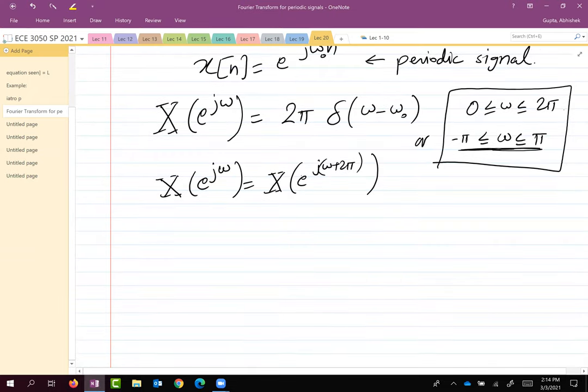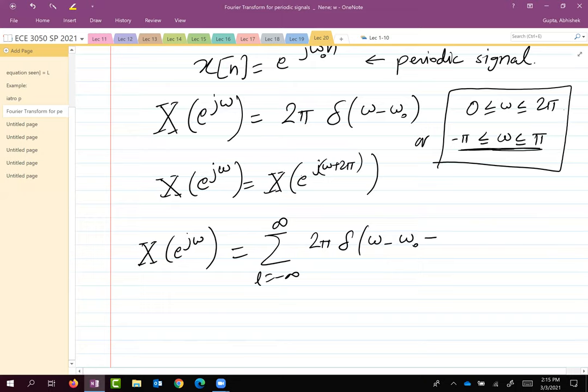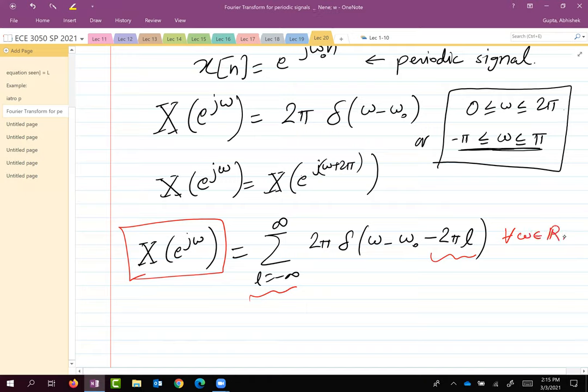Now, if you want to specify X(e raised to j omega) over the entire real line, then you have to write it as the following summation. This is just some mathematical jugglery. It's not important for concepts. So by adding negative 2 pi L and taking the summation, L goes from minus infinity to plus infinity, you have extended this definition of X(e raised to j omega) for all omega in R. And what I had written here was corresponding to L equals zero.